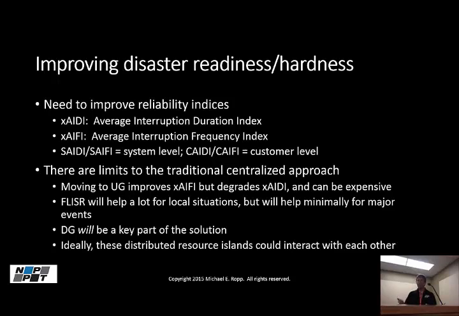I mentioned FLISR. FLISR is great for local events, but for widespread events, my adjacent feeder to which I have the normally open ties is probably on the ground too. So again, that doesn't help for things like this. Having sources close to the loads is going to be an important part of the solution. And ideally, these sources would be able to automatically reconfigure so that the biggest part of the system possible can be brought back up and kept energized.